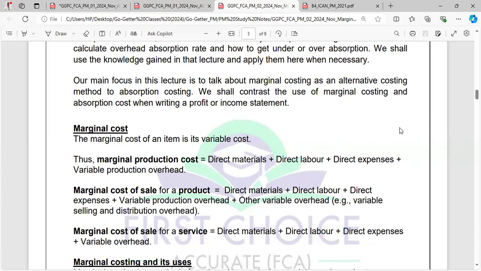So we are talking about marginal. Everything we'll be looking at is variable. You'll be stripping out variable cost from fixed cost. They will not be joined together. That is your aim for marginal cost.